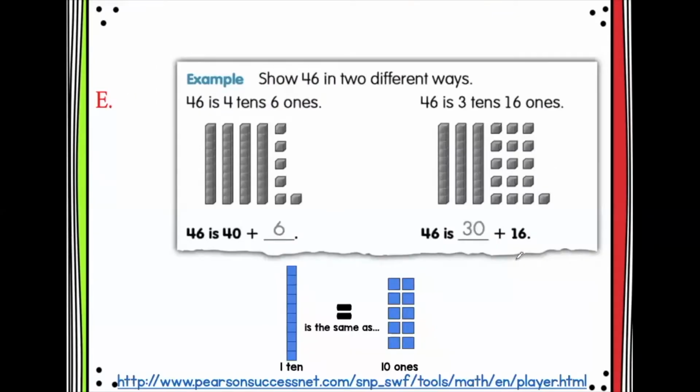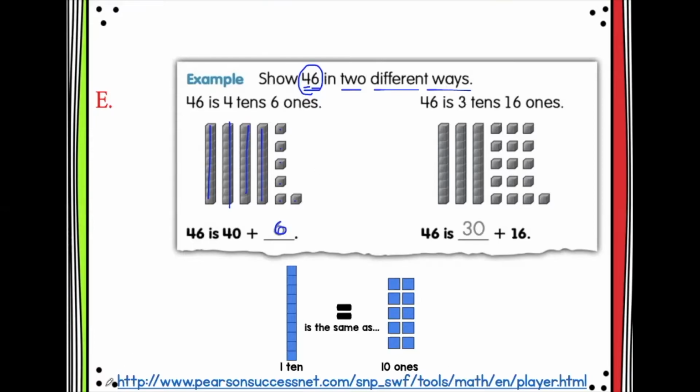Here's example letter E. The directions say show 46, here's our number, in 2 different ways. Well, I would always tell my class, start with the simple way. Show the way that makes sense. There's a 4 in the tens place, so draw 4 tens. 10, 20, 30, 40. That's 1, 2, 3, 4 tens. There's 6 in the ones place, so we'll draw 6 ones. 1, 2, 3, 4, 5, 6. That makes 46. So 40 plus 6 ones.